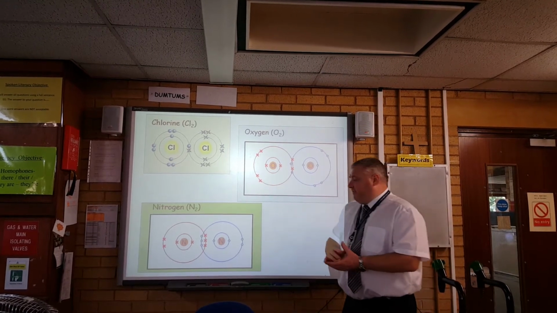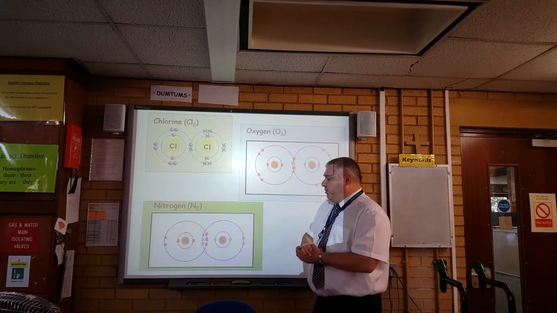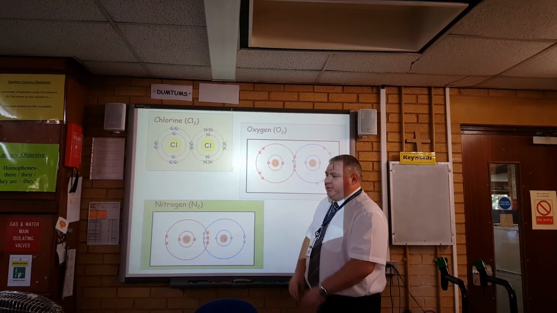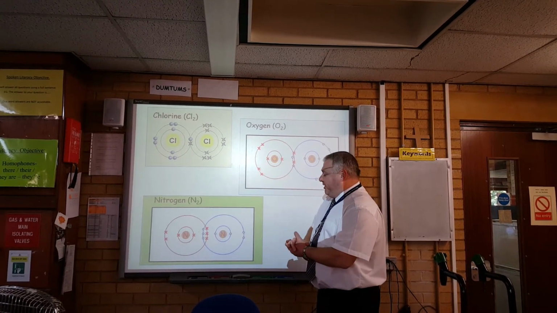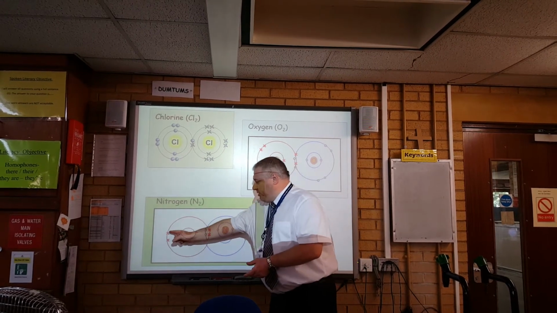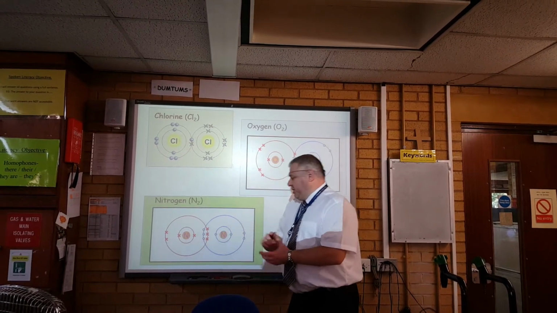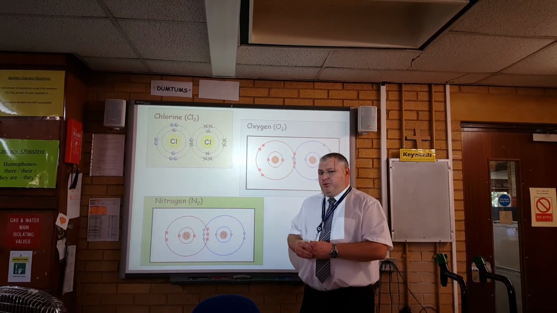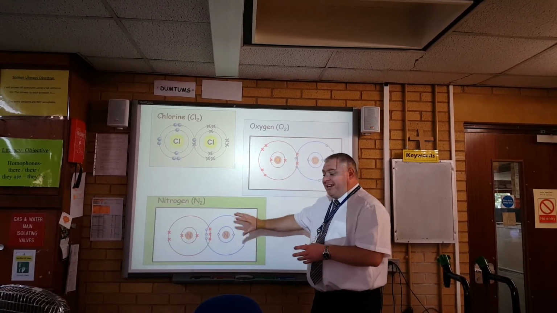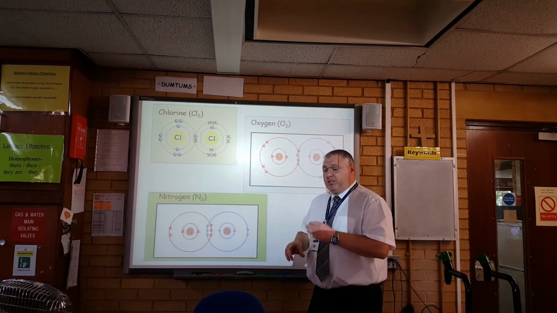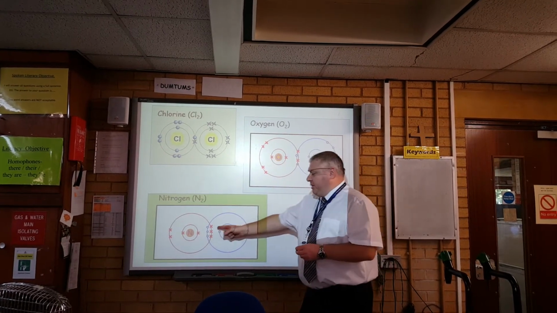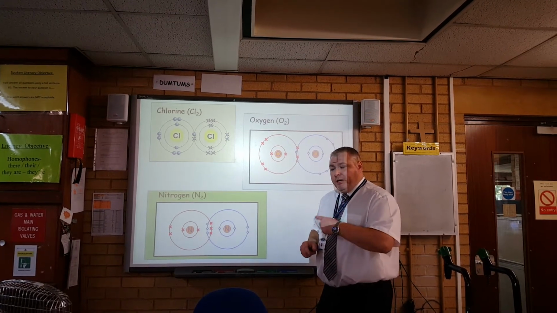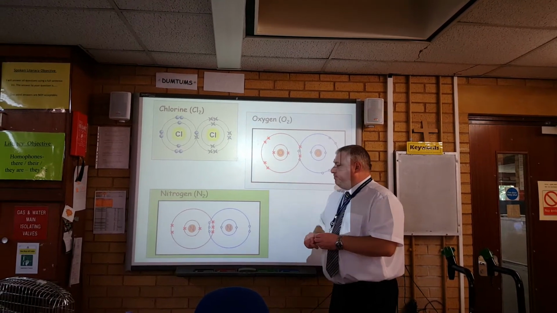nitrogen's in group 5, its electronic configuration is 2,5. If we look, it's got 5 electrons in its outer shell. So this means it's now 3 electrons short to have a full outer shell. So nitrogen is capable of forming 3 covalent bonds. So that means it's going to have 3 shared pairs of electrons, 1 pair for each covalent bond.